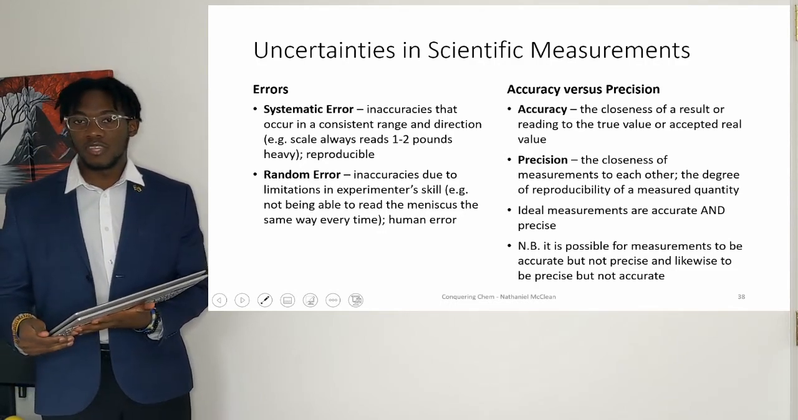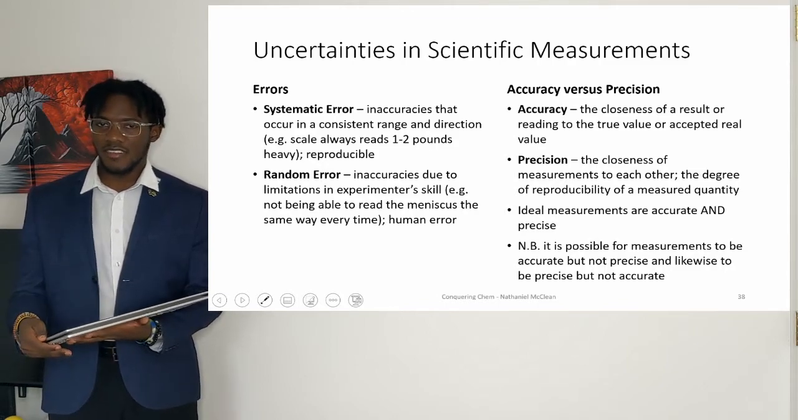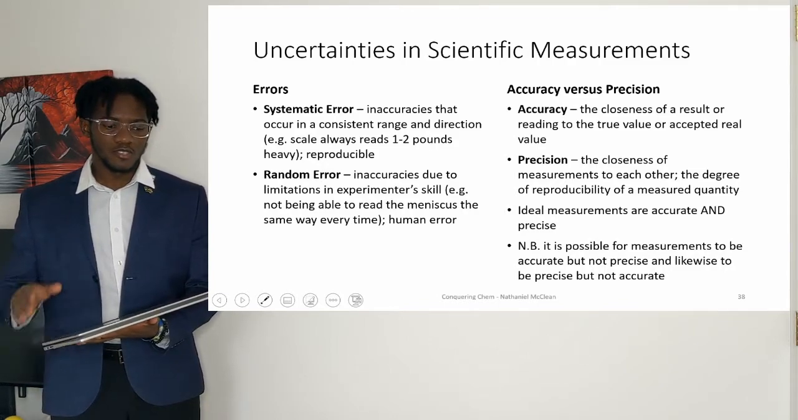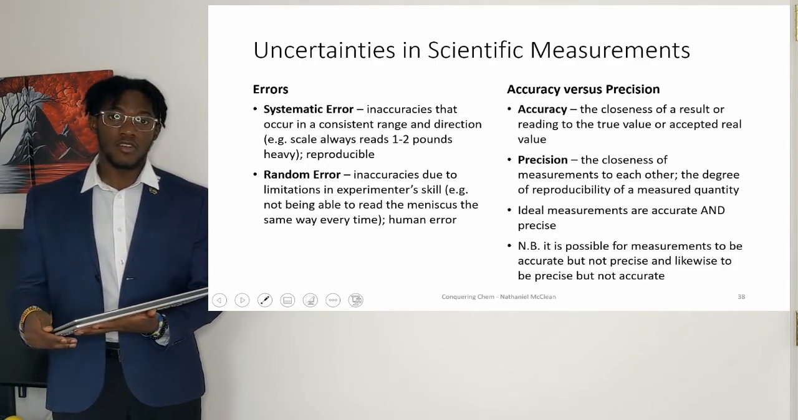So that has nothing to do with the instrument, but it has something to do with you. And you can't really adjust for that in your calculations because it's random every time. So remember that systematic errors tend to deal with the instrument, while random errors are human errors.